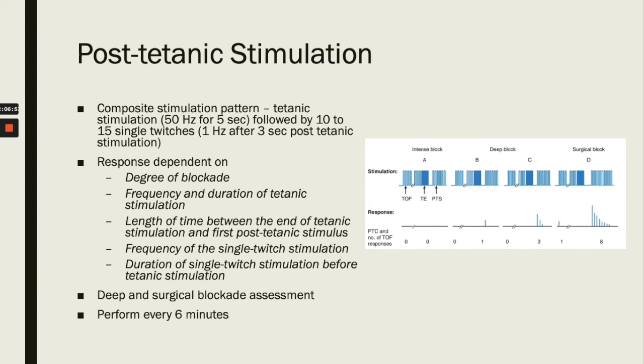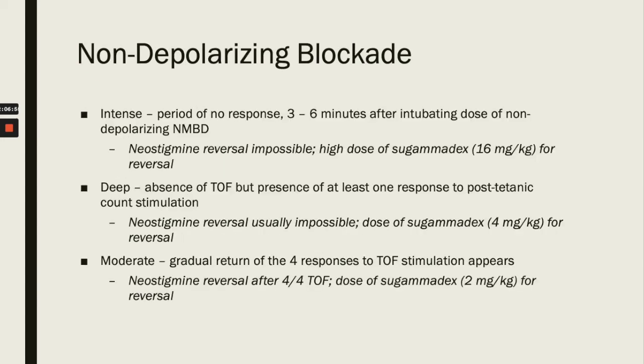Okay, so moving right along. The non-depolarizing blockade: these are the measurements for that. Intense is a period of no response, which is about 3 to 6 minutes after the intubating dose of a non-depolarizing neuromuscular blocker is given. Neostigmine reversal is impossible during this time, and a high dose of sugammadex at 16 milligrams per kilo has been indicated for reversal.